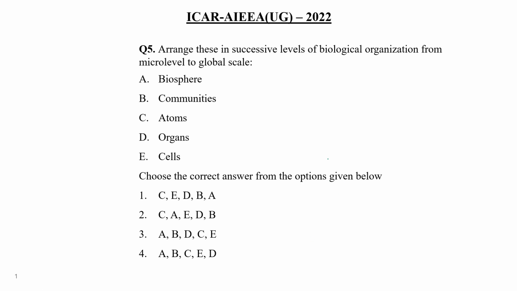Arrange these in successive levels of biological organization from micro level to global scale. Okay, biosphere, communities, atom, organ and cell. So which one is the smallest unit out of these 5? Tell me. Atom, right? So it must be put in the first position. Then cell, and organ is bigger than cell, so 3rd position, then community at 4th position, and biosphere is the largest unit, so it must be in the 5th position.